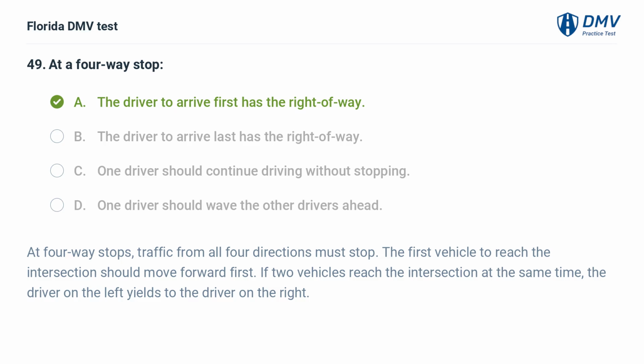At four-way stops, traffic from all four directions must stop. The first vehicle to reach the intersection should move forward first. If two vehicles reach the intersection at the same time, the driver on the left yields to the driver on the right.